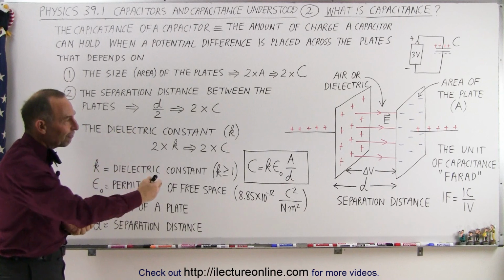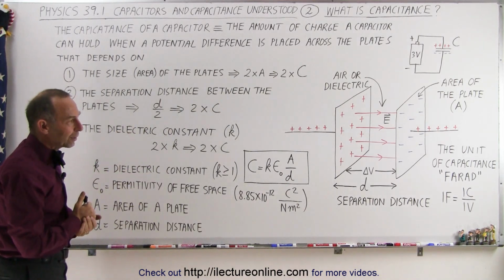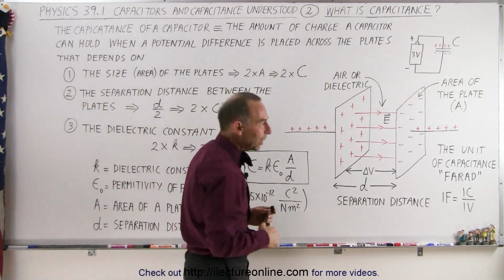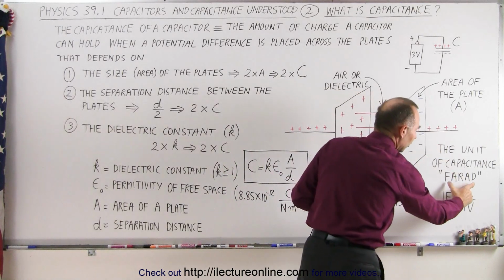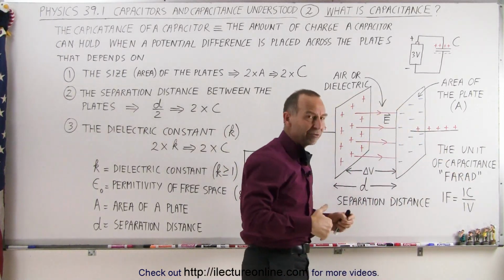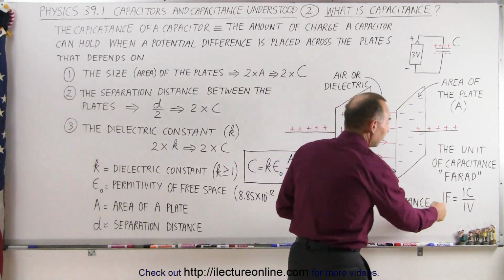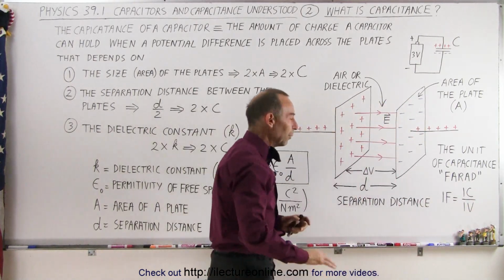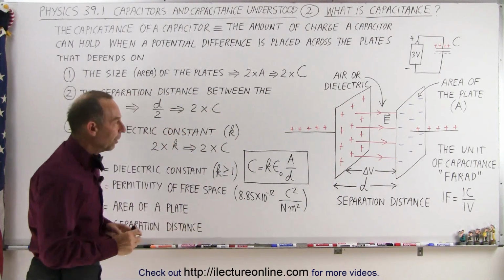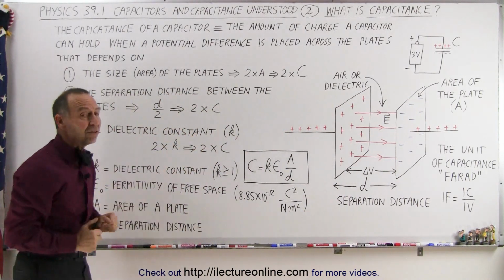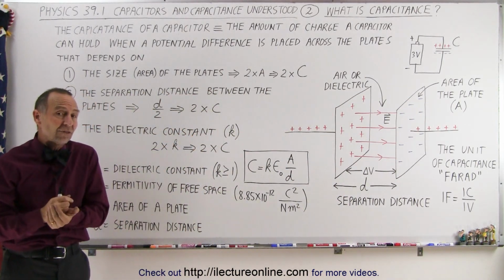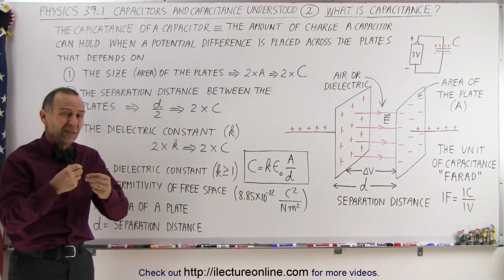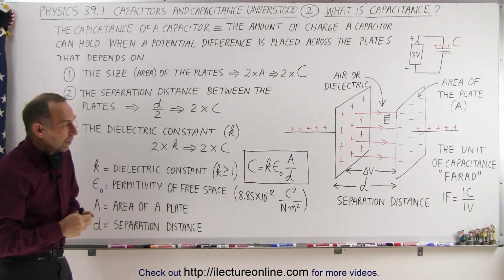So this gives you a fairly good concept of what capacitance is. One more thing, the unit of capacitance is called the farad, named after Faraday, and 1 farad by definition is a coulomb divided by a volt. We'll again talk about that a little bit more. But this gives you a fairly good concept now of what capacitance is, along with the first video, where we dealt a little more with the concept of a capacitor.